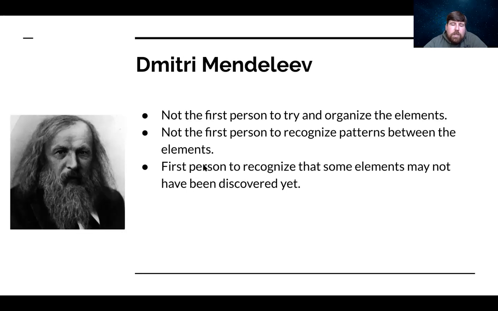So really quickly, once again, he was the first person to recognize that some elements may not have been discovered yet. One of those being germanium, which is the element under silicon. And interestingly enough, he called that eka-silicon. So eka meaning one beyond. Eka-aluminum was another one, otherwise known as gallium.